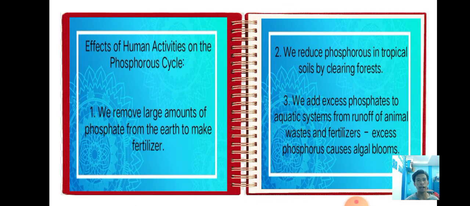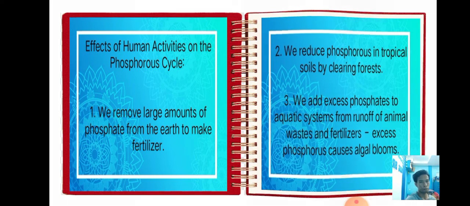So, the effects of human activities on the phosphorus cycle: first, we remove large amounts of phosphate from the earth to make fertilizer. The second one, we reduce phosphorus in tropical soils by clearing forests. And the third one, we add excess phosphates to aquatic systems from runoff of animal waste and fertilizer. Excess phosphorus causes algal blooms.